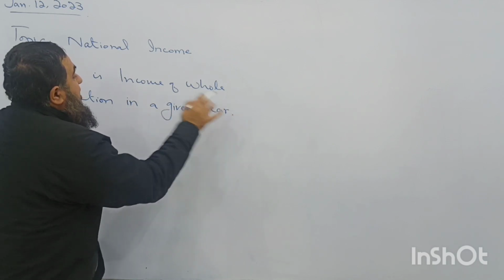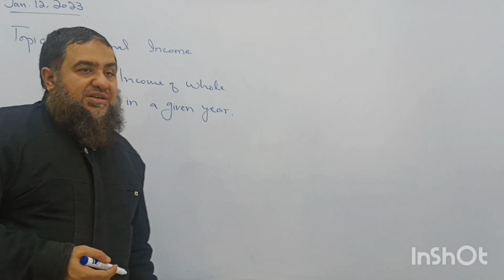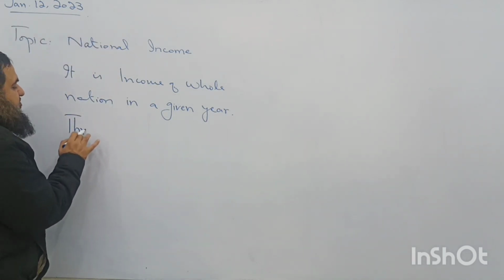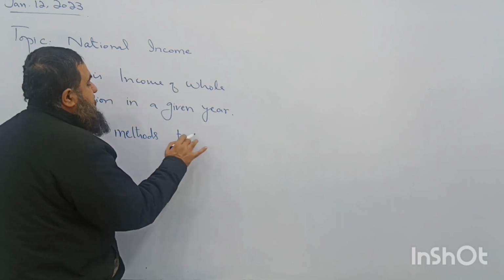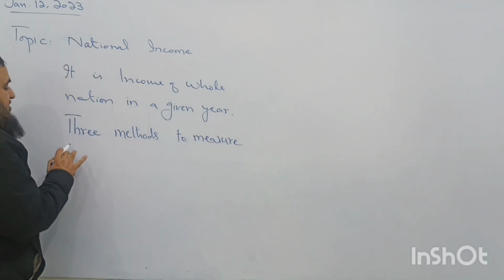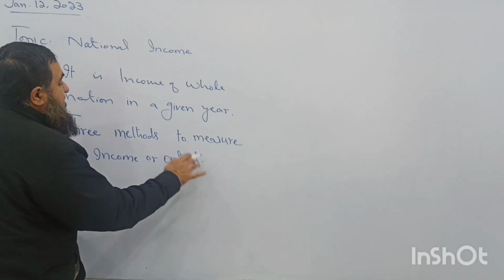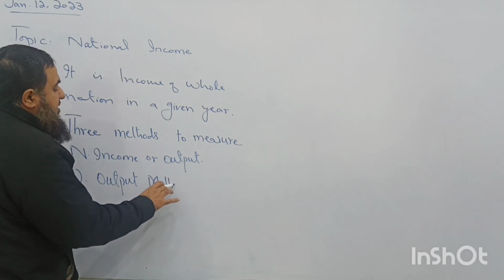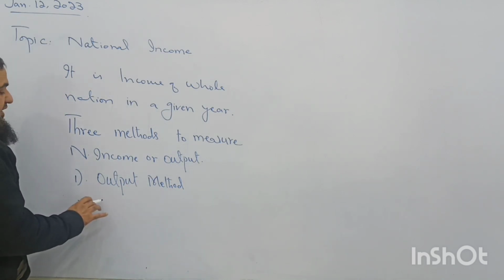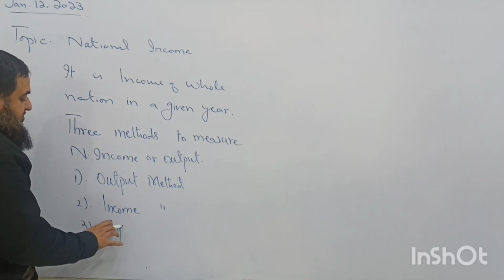Alright, now let us come to the different methods of measuring national income. There are three methods to measure national income or national output. What are those three methods? One is called the output method, the second is the income method, and the third is the expenditure method.